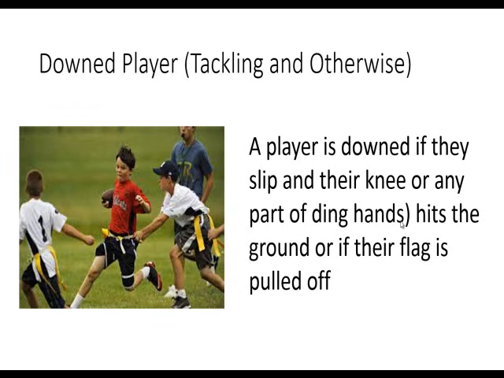A player's down when the flag is pulled or if they fumble the ball. Again, if they fumble the ball, the play's dead right there. If a defensive player can pull an offensive player's flag, the defensive player should stop and hold the flag right up in the air so that we know where the tackle occurred.